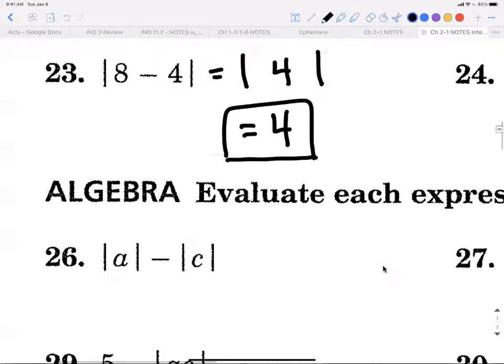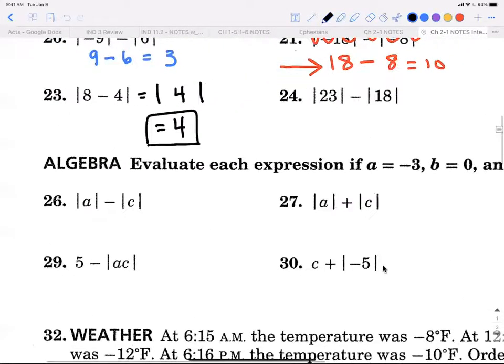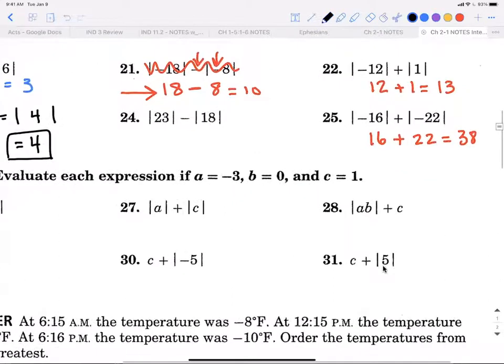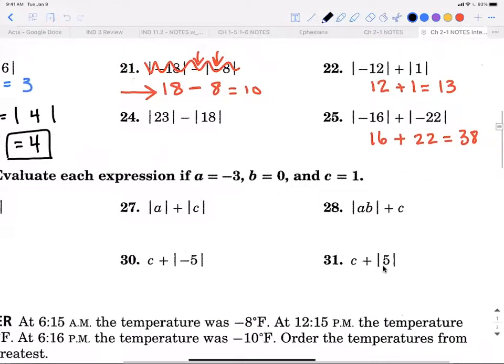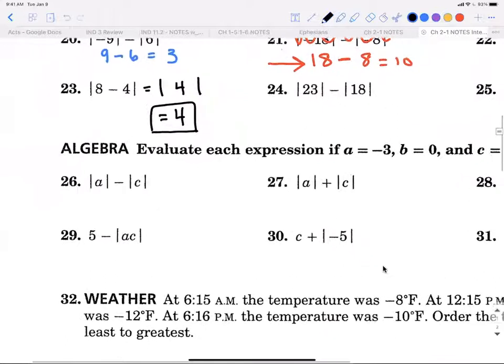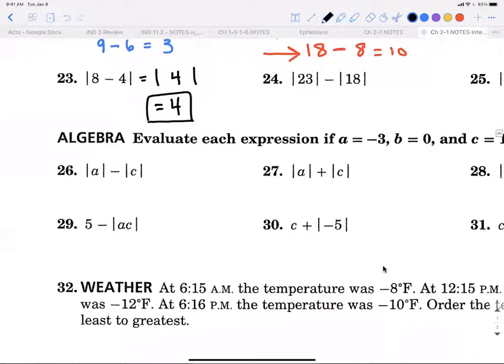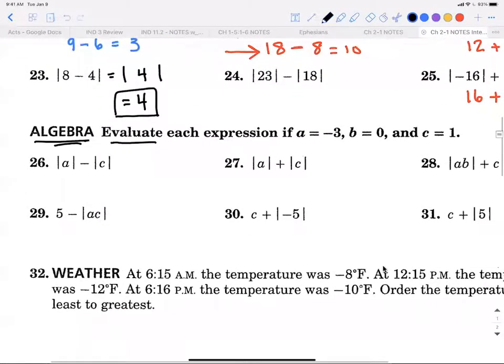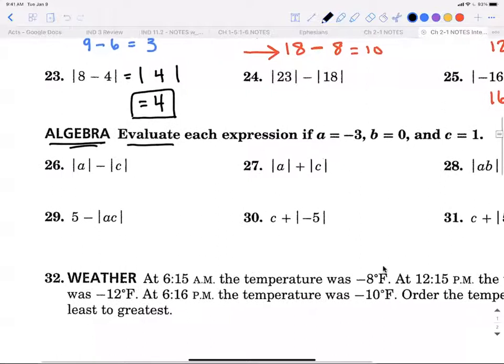Okay, so I want to do one like, where's it at? This one right here. We're going to do number 9. Now notice it says algebra, and we've got variables now, but we want to still evaluate. When you see evaluate, always think solve, but they give us A is -3, B is 0, and C is 1. So the first thing I'm going to do is replace all of the variables with numbers.